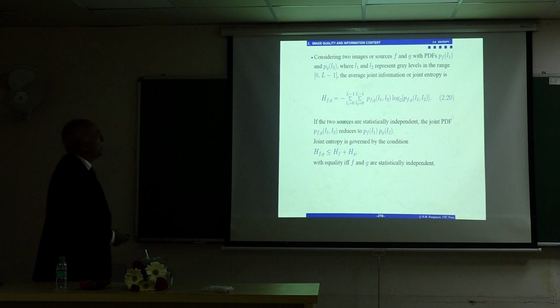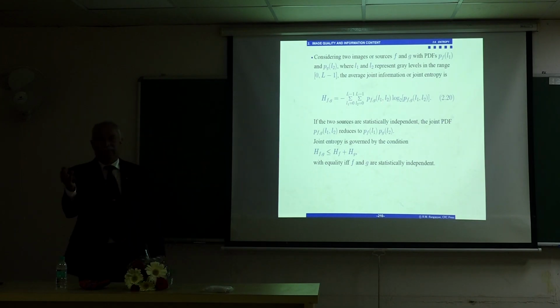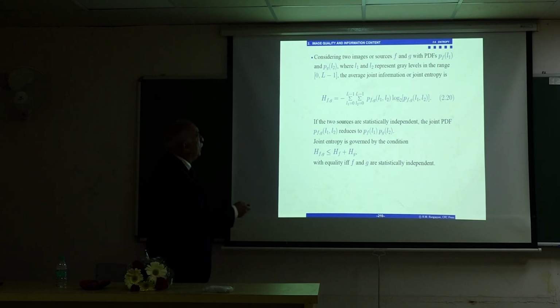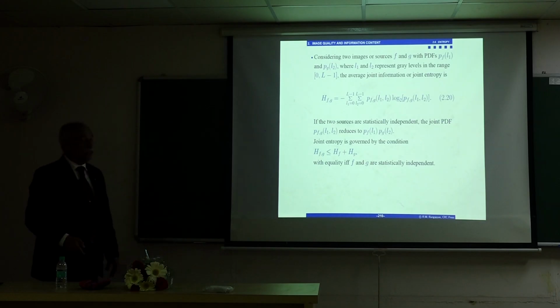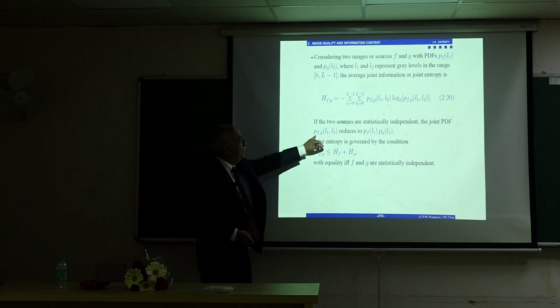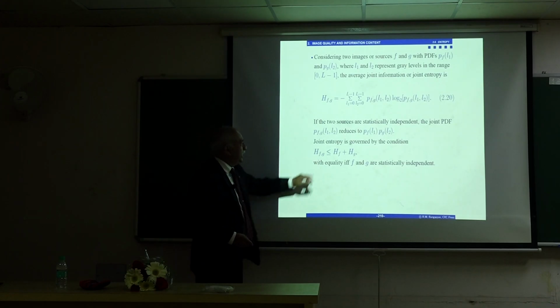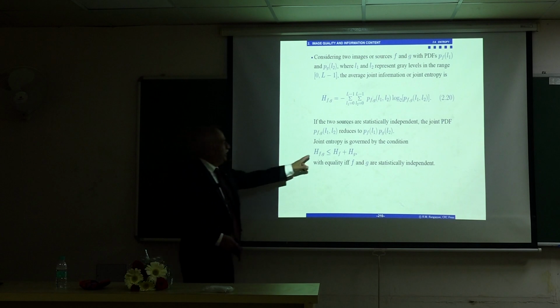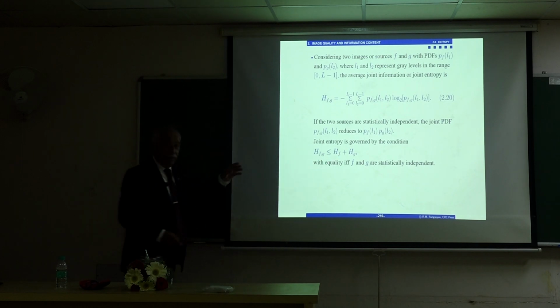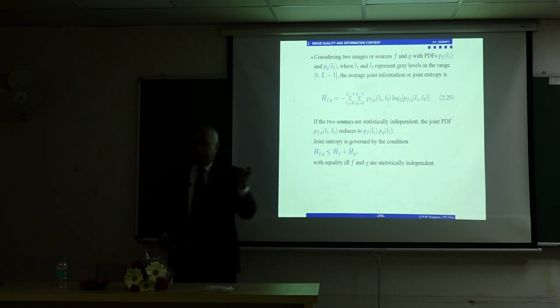So now we can define joint information between two images F and G. That is P_FG(L1, L2). L1 is the variable in one image, F, and L2 is in the other image, G. So the joint probability and the log of that. Now double summation over two variables. If the two sources are statistically independent, the joint P_FG becomes P_F times P_G. Then the joint entropy follows this condition: H(FG) is less than or equal to H(F) plus H(G). But if the two are statistically independent, then it is equal. That's the maximum.